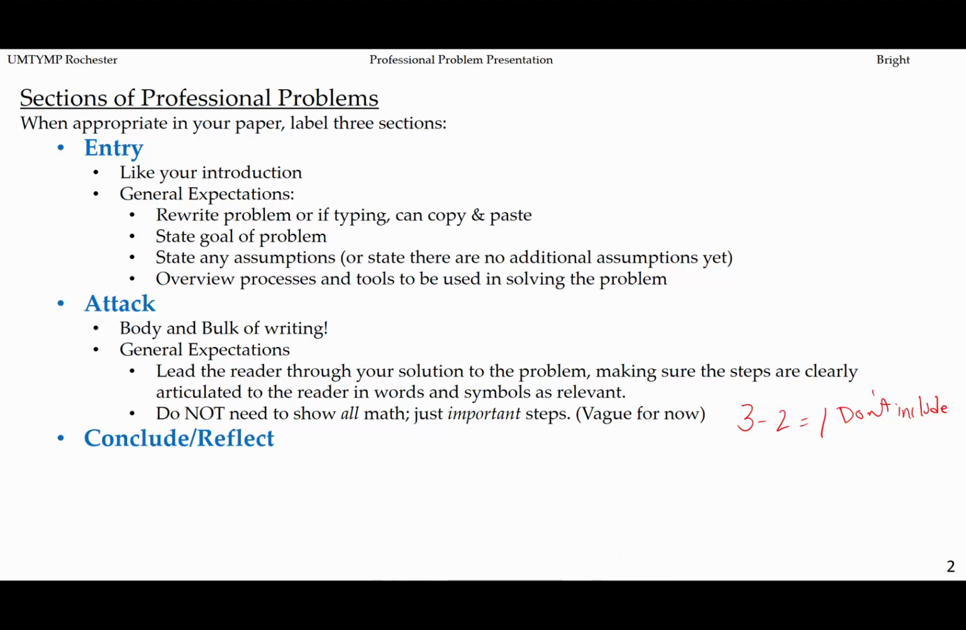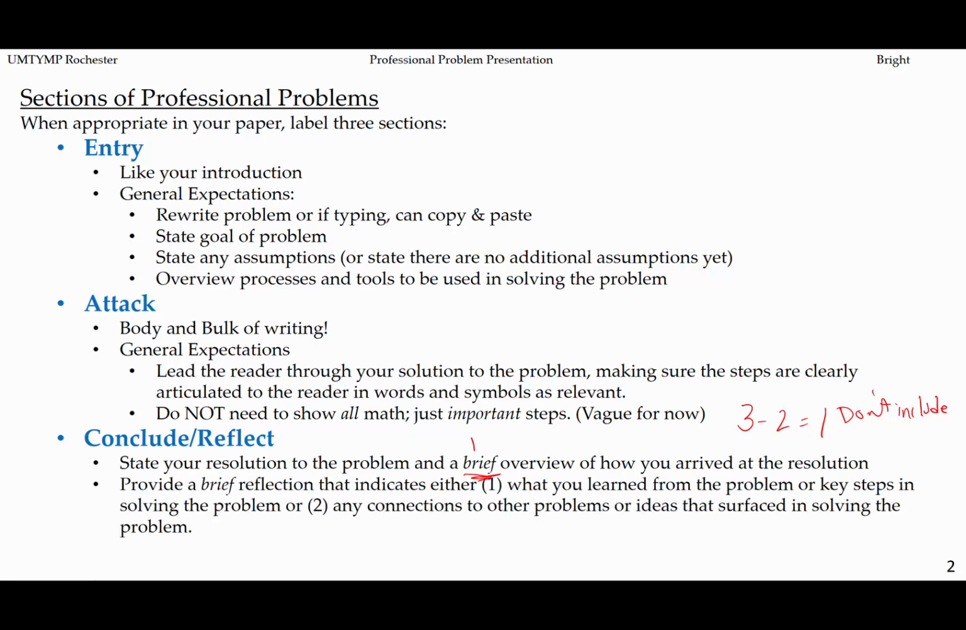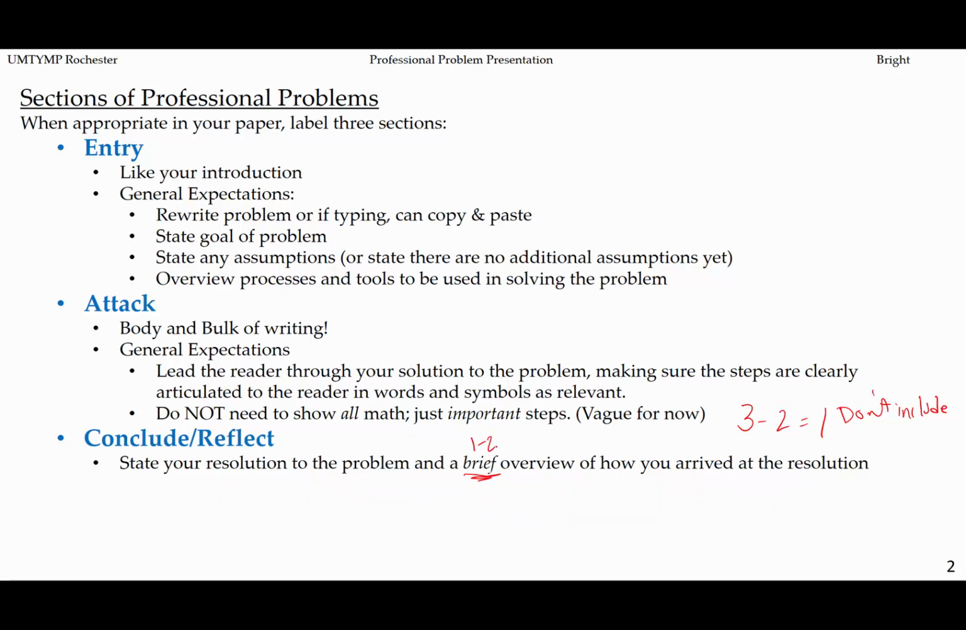So what do you need to do in the conclusion? Well, you need to conclude. So I want you to make sure to state your resolution. I'm using the term resolution because sometimes it could be difficult to get to the right answer, if there is a right answer. So make sure to state where you ended up in the problem at the end, and then briefly, and I mean brief as in 1 to 2 sentences, no more, overview how you arrived at that solution.